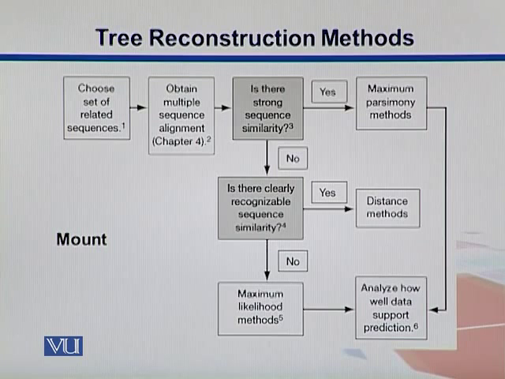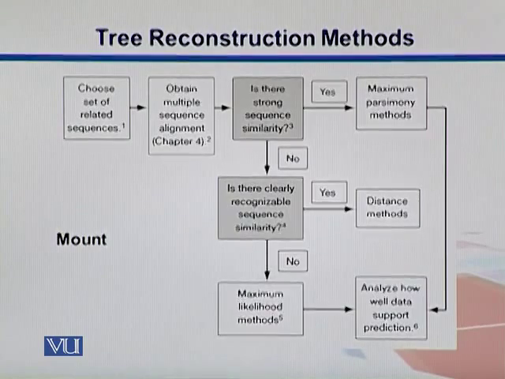If it is not high, then we can look into some low similarities, but still we can recognize some sequence similarities as we see in step 4. So in that case, we will use the distance methods. If we are unable to get even some similarity, then our choice may be maximum likelihood methods. And then we analyze our results and we see whether our data supports the predictions or not. So this is the overall strategy for tree reconstruction, starting with any set of sequences.